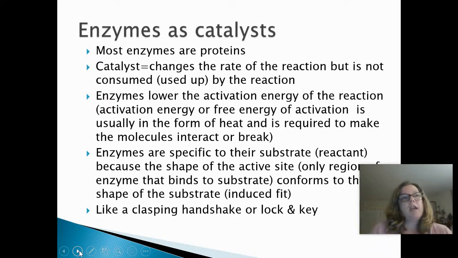An enzyme's job then as a catalyst is to lower the activation energy of a reaction. And activation energy, you'll recall from chemistry, is the energy that's required to make a reaction begin, right? Usually that's heat. In chemistry, you put your little Bunsen burner underneath it and cooked it to get it to start. Sometimes it's electricity. It really just depends. But whatever's required to get enough kinetic energy into the molecules to either get them to interact with one another or to break apart, depending on what kind of reaction you're doing.